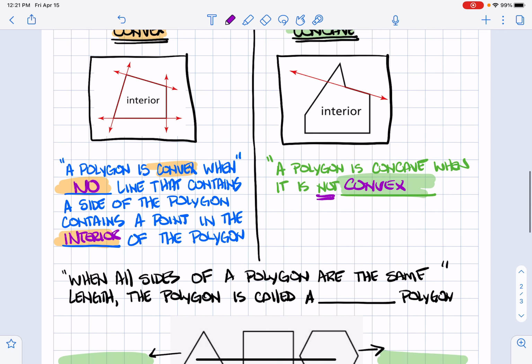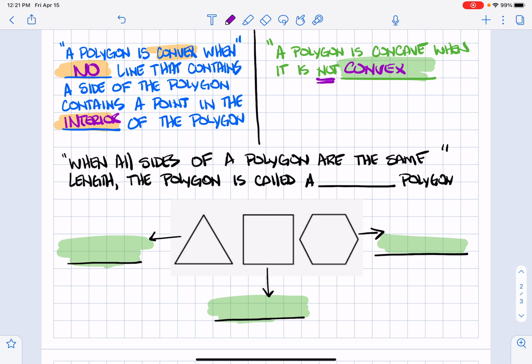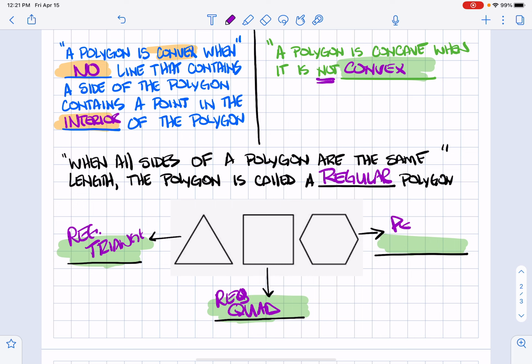And then the last thing that we're going to talk about in box 3 is what name we give polygons when all of the sides are the same length. When all the sides of a polygon are the same length, the polygon is called a regular polygon. So for example, this is a regular triangle. This is a regular quadrilateral, because it has 4 sides. And this is a regular, let's see here, 1, 2, 3, 4, 5, 6, hexagon. So a 6-sided figure is a hexagon.